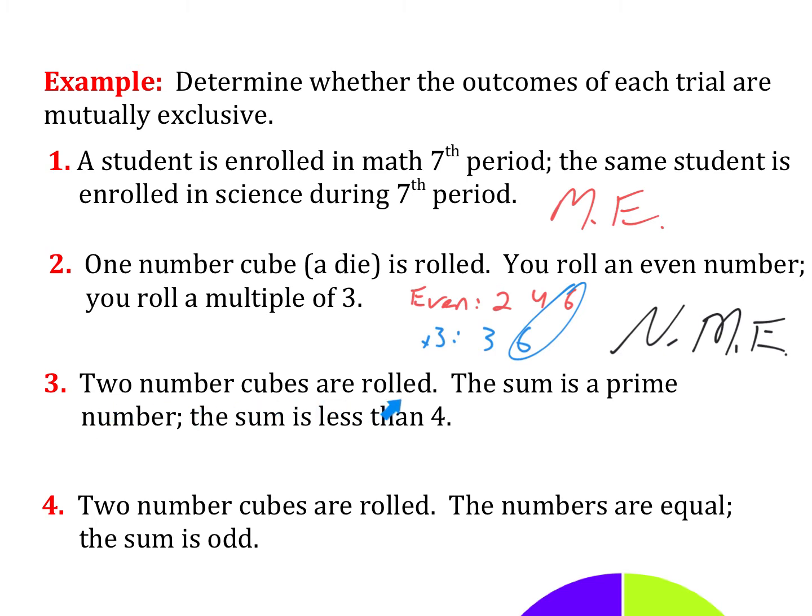Two number cubes, so two dice, are rolled. The sum is a prime number. The sum is less than 4. All right, so if I think of prime numbers, I would have 2, 3, 5, 7, 11. And I can't really go higher than 12 because I'm rolling two 6-sided dice and adding them together. And I misspelled the word prime. And then if I think of numbers that are less than 4, I've got 2 and 3. Well, clearly there's some overlap here. These are not mutually exclusive events.